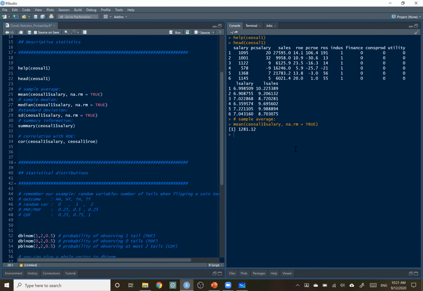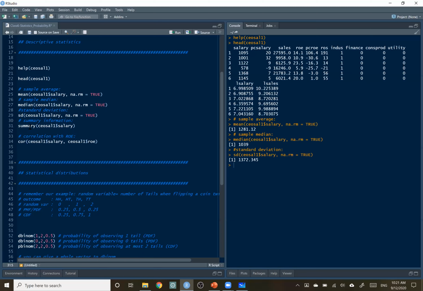So the mean salary is $1,281,000. The median is 1 million. Are you surprised? No, because remember, the salary is going to be right skewed. So if it is right skewed, the mean is going to be greater than the median, greater than the mode. So which one should I rely on as a measure of central tendency? The answer is this, the median. You can look at the standard deviation. The standard deviation is 1,000,372. So this is the standard deviation.